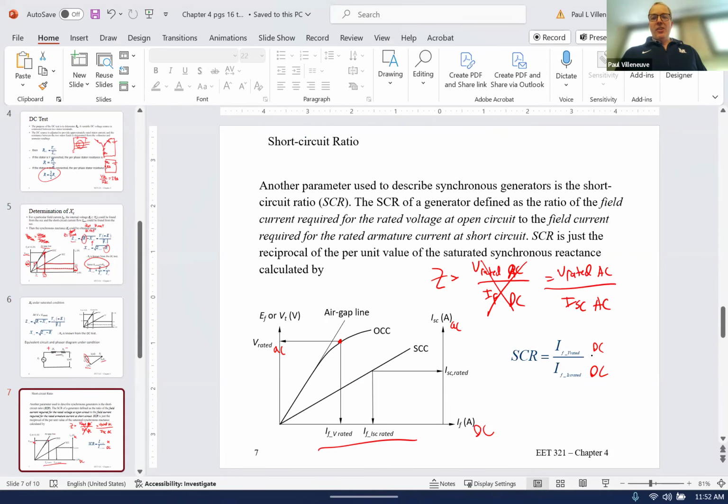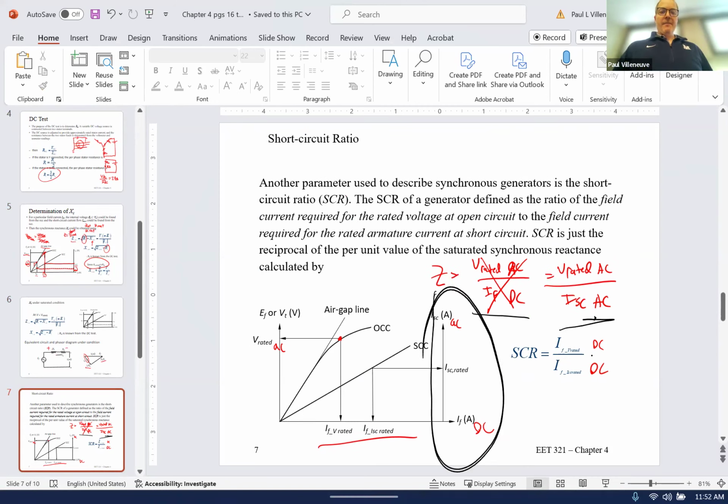Yeah. So this is the short circuit ratio, but over here I said when you're calculating Z, Z is actually the AC values. So now where is the AC value? Where do you get the AC value of the current? From the short circuit characteristic. That's why you need that second curve, I mean, that second Y axis.